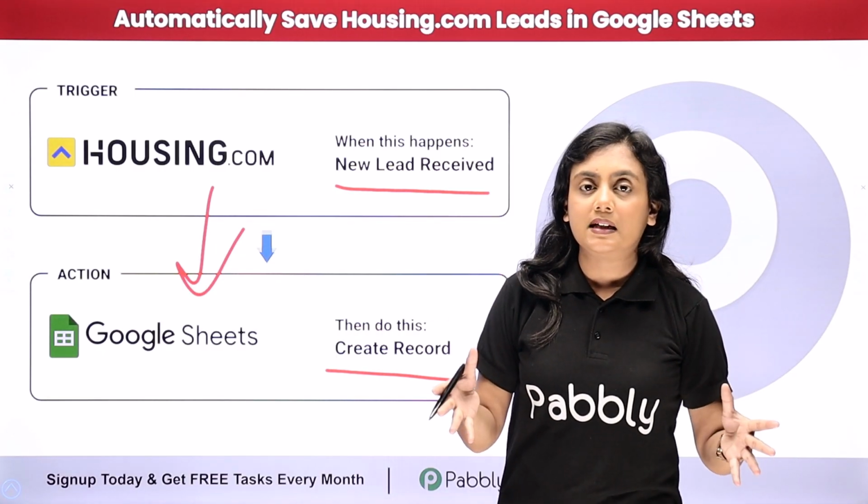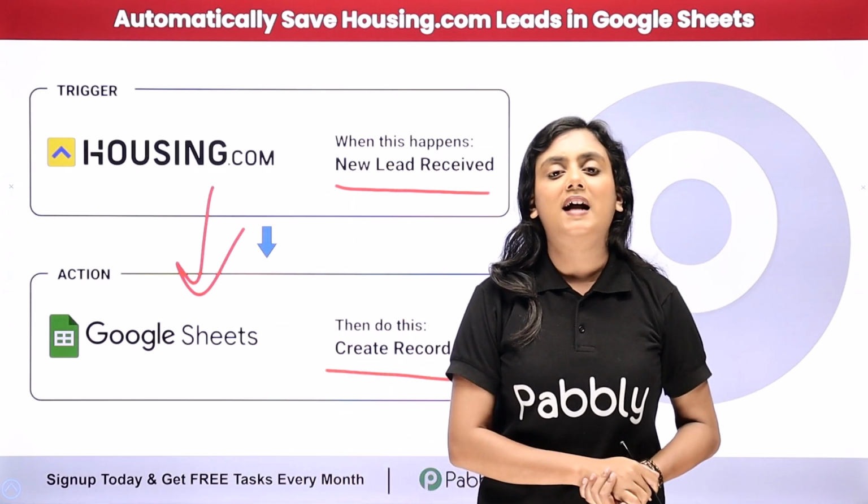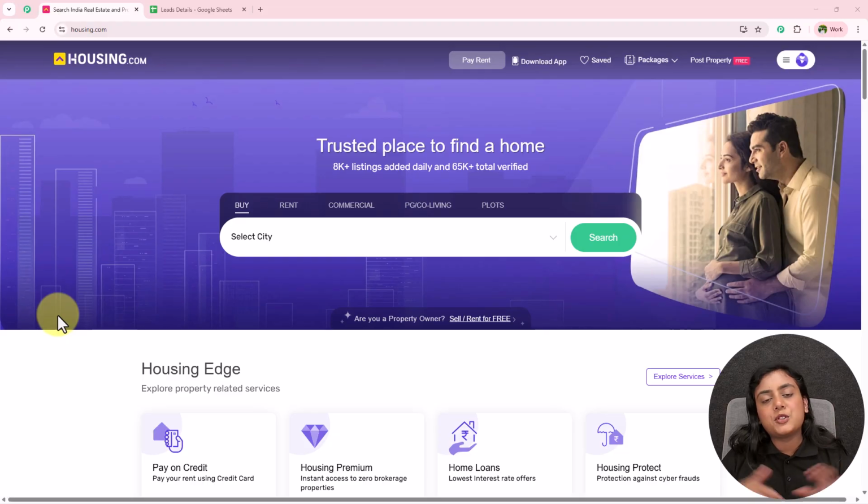So if you want to learn the entire process of how you can build the connection between these two applications, for that you simply have to come with me towards my screen. Welcome to my screen. In this video, I'll show you how you can build a connection between housing.com and Google Sheets using Pabbly Connect.